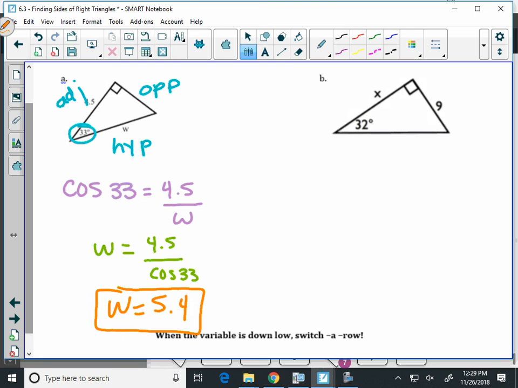Okay, that's one. You get time to practice. Let's take a look at B. Again, what angle are we starting from? 32. Never start from your 90. Label based off 32. If we go across, we label that as our opposite. Go to your 90, go across. We label it as our hypotenuse. And this side left over?